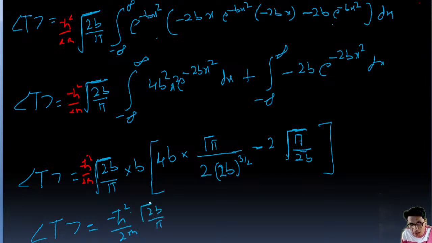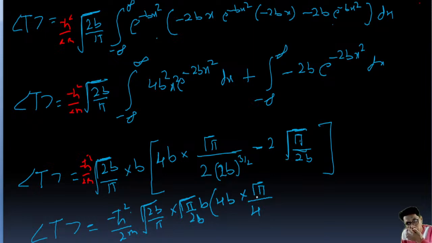Here we have also taken common pi upon 2b. This will get cancelled actually, and b is also here, and this is going to be 4b into root pi. We can write it like this, 4 into b, and this is going to be 2b root 2b. And pi upon root 2b we have already taken common. So this is going to be like this.